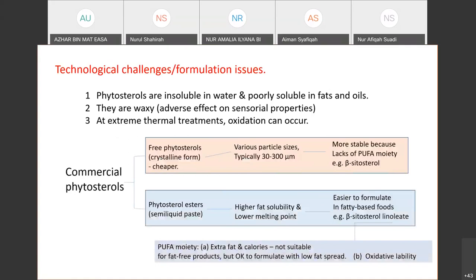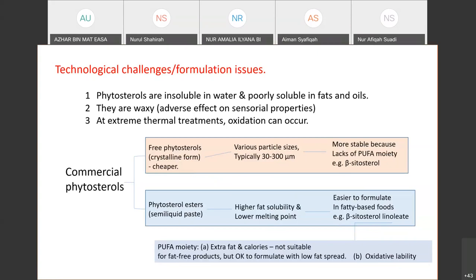Okay, so we come to the technological challenges, probably the most important part of your functional food technology. We know previously phytosterols are not soluble in water, poorly soluble in fats and oils. We know they are waxy, they have adverse effect on sensory properties. And we know extreme thermal treatments can result in oxidation. So these top three are the main technological challenges or formulation issues. That means you cannot just take phytosterol and mix with your products. You must consider several factors, and you must choose between these two.